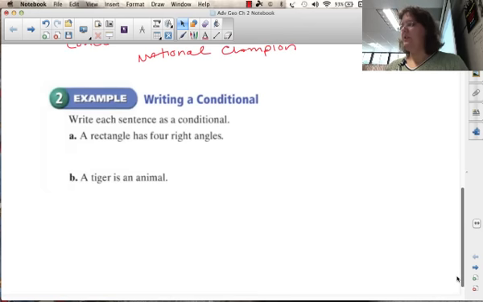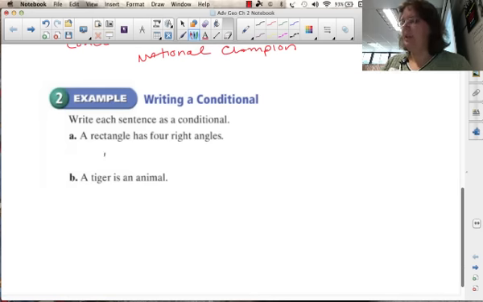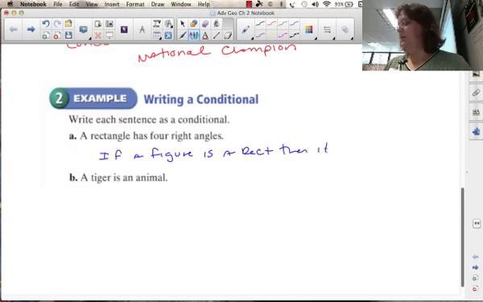Okay, so write a conditional from the basic statement. So this statement doesn't have an if-then. They want us to turn it into an if-then conditional statement. A rectangle has 4 right angles. Now in this case, they don't tell me what the figure is, so I'm going to have to add some words. So I might write something like, if a figure is a rectangle, then it has 4 right angles.